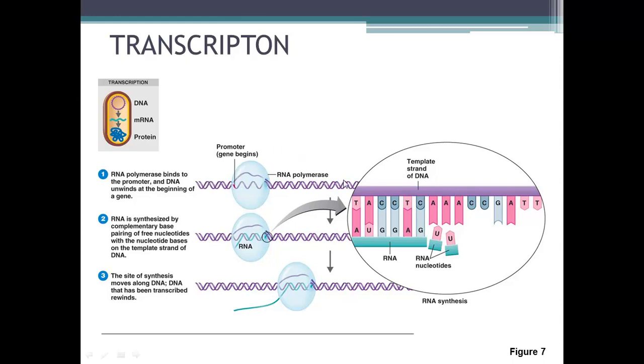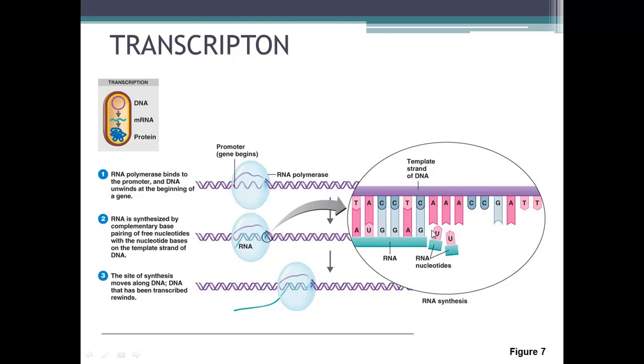So, here is the DNA strand, and here is RNA polymerase. RNA polymerase is going to bind to the promoter sequence, and the promoter sequence is going to signify that this is where the gene begins. RNA polymerase moves along, adding nucleotides. Every time it hits an A, it's going to add a U. Every time it hits a C, it's going to add a G. If it hits a G, of course, it's going to add a C. And if it hits a T, it's going to add an A.